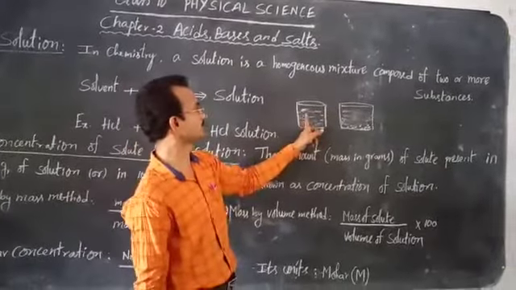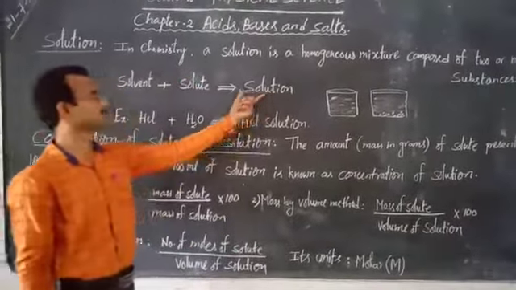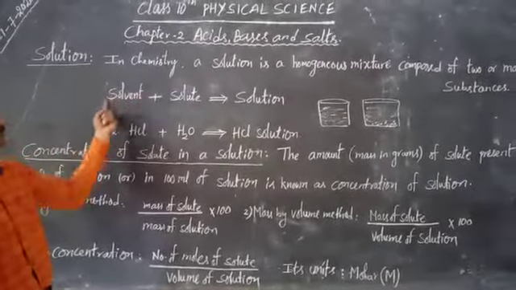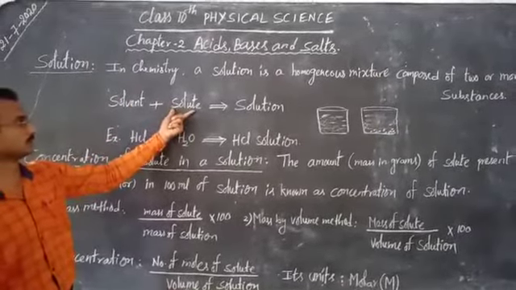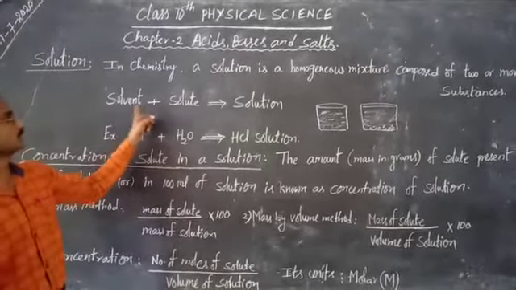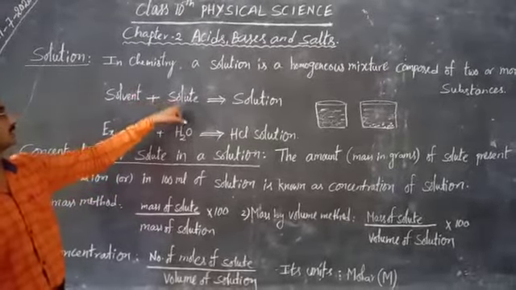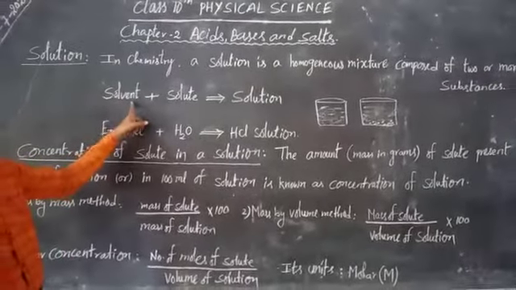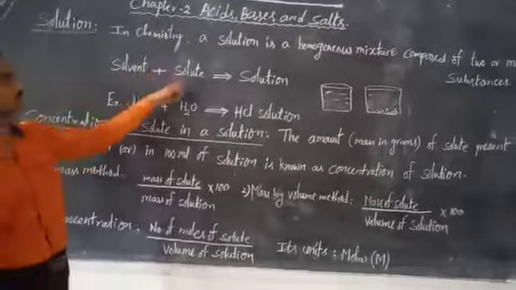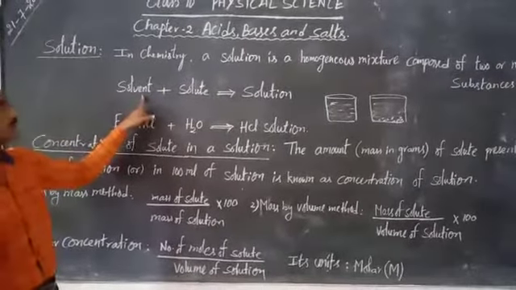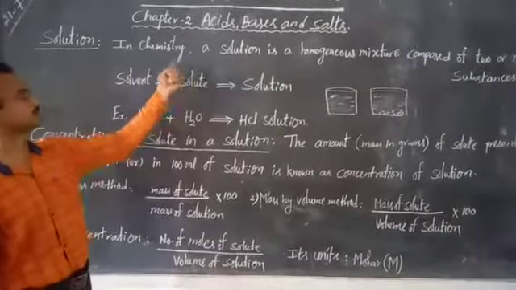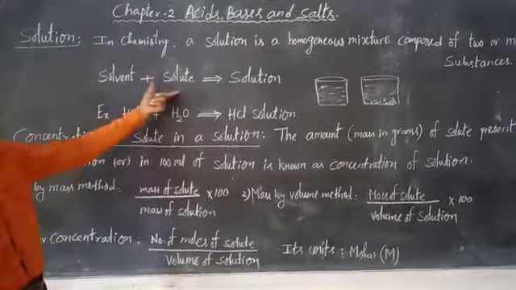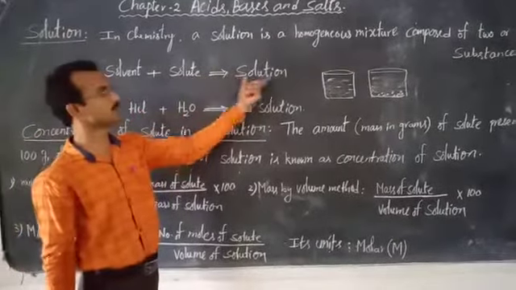How is a solution formed? A solution is formed by adding two or more substances together. For example, here I have considered two substances. One is called the solvent, another is the solute. Solvent is the substance in which another substance is added and dissolved. The one which dissolves the other substance is called the solvent, or the one with the maximum quantity compared to the other is called the solvent. The one with less quantity is called the solute. The solute and the solvent together form a solution.